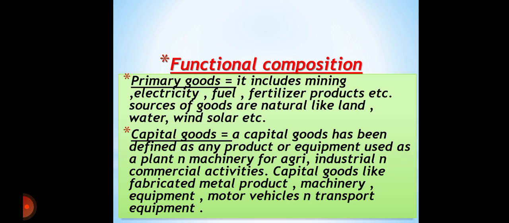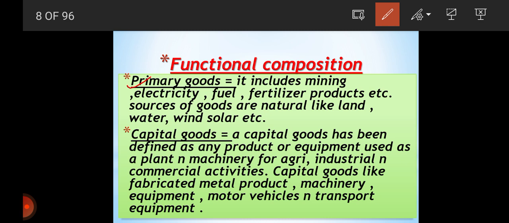In functional composition, industries are divided into the following categories. In that, number one is primary goods. Now, primary goods industry means mining, then electricity, fuel, fertilizer, etcetera. Industries which depend on natural sources will come under primary goods. See, agriculture is never included in primary goods. So industries like mining, electricity, fuel and fertilizer come under primary goods, because all these industries are based on natural resources like land, water, wind, etcetera.